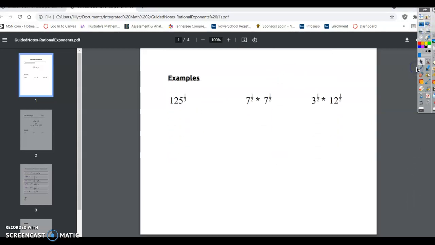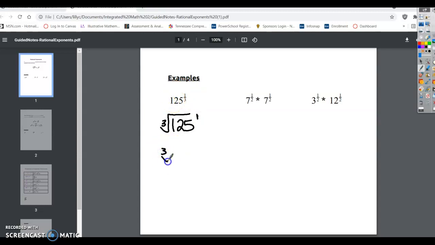Alright, so I've got 3 examples here, and the first thing we want to do is just write this. This is a rational exponent, so this would be considered exponential, and we want to rewrite this as a radical, okay? So remember, the denominator is the root, so it's going to be cube root of 125. Alright, we can even reduce this if you want. It'd be 125 to the first power, since that's the root right there.